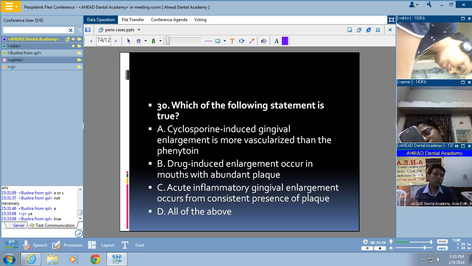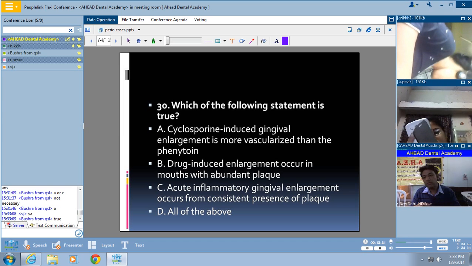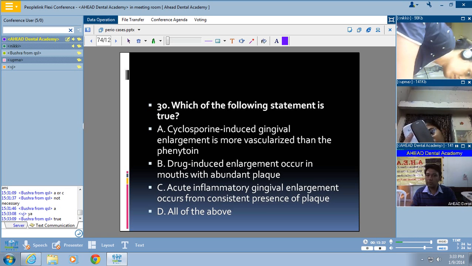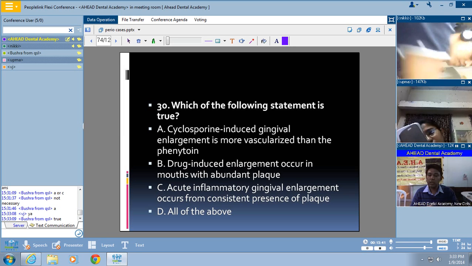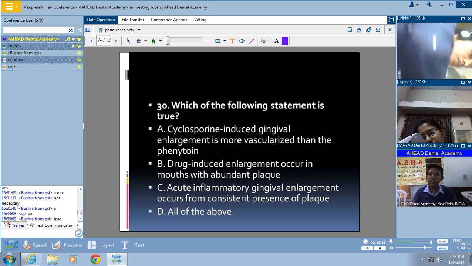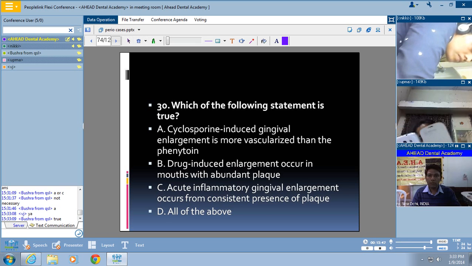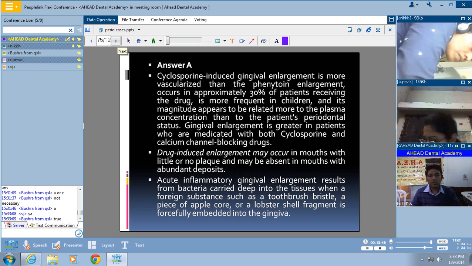That's how you correlate. Whenever you study something, you should always correlate what you have studied. Even if you don't know an answer, you can derive it from the knowledge you have. So in case you've gone through the previous questions well, you'll know the mechanism of phenytoin-induced enlargement. If you know it's more fibrous, then definitely A has to be true. So that's how you see it.